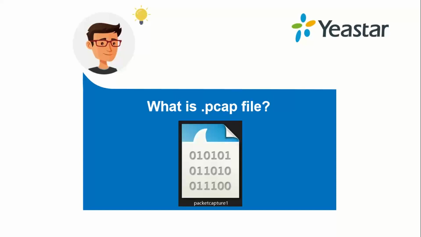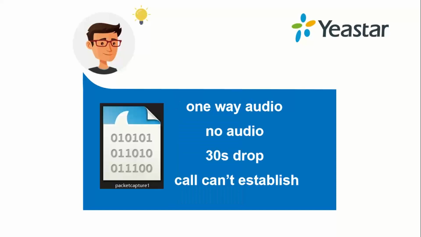PCAP files contain the complete signaling streams and sound streams from the establishment to the end of a call. So you can see scenarios like one-way audio, no audio, 30-second drop, extension registration failed, or call can't be established. For these kinds of issues, you can always find the answers in the PCAP file.